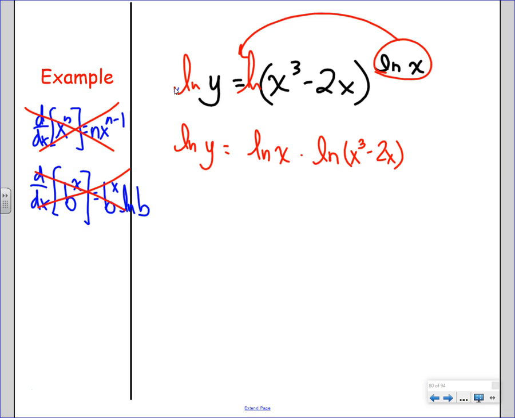And why? Because it was an x to an x. It was an f to a g. It was a u to a v. It didn't fit u to the n or b to the u. It's a u to the v. Can't use the power rule and can't use the b to the x rule. At this point, we would need to use our thing called implicit. We would need to take d dx at both sides.